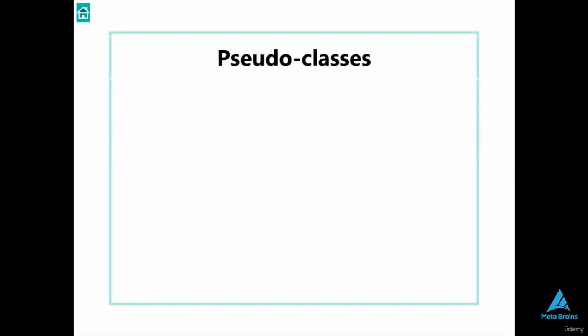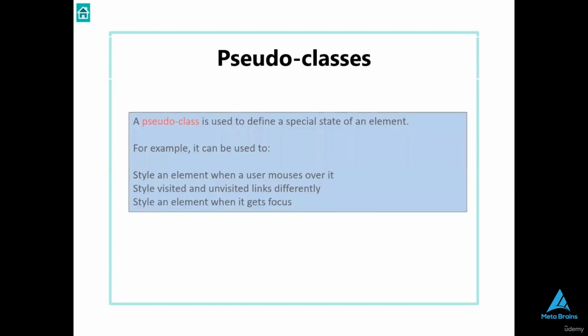There are two things in pseudo. So the first one is pseudo classes, and the other one is pseudo elements. Classes are basic concepts, but elements are discussed and used on an advanced level. So pseudo classes are used to perform any event.